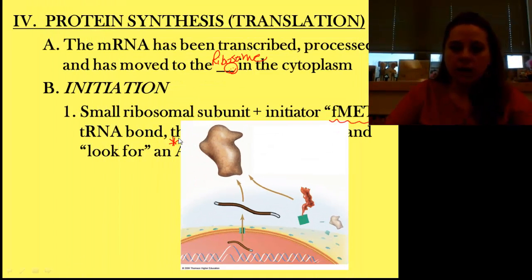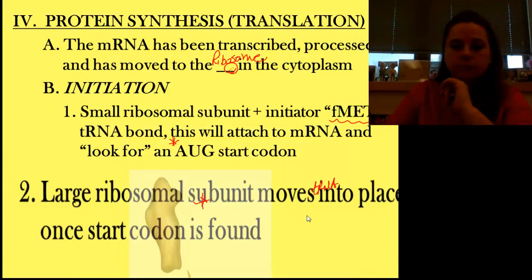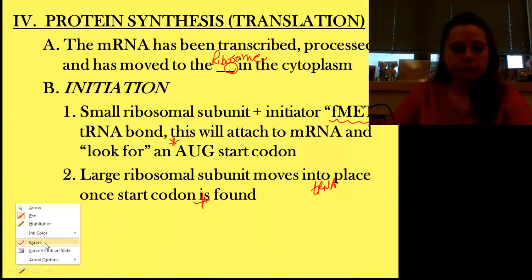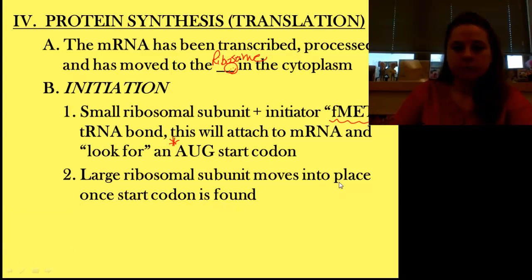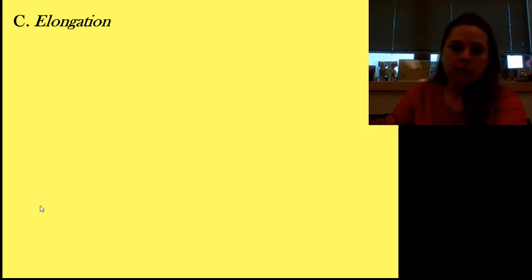So just to give you an idea and to look at. So there's the piece. Here comes my transcript out of the nucleus. It gets processed. Don't forget, processing occurs first, goes to the ribosome. You've got your first tRNA here working its way in. Then the large ribosomal subunit is going to move, come in on top, and attach once it finds, in essence, that first start codon. Once it's attached in, part 2 of translation is called elongation.